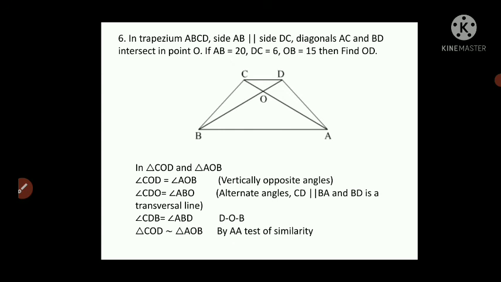So now we have to find the dimensions. Again we will use the corresponding sides in proportion. CD upon AB is equal to OD upon OB. That is corresponding sides of similar triangles. The value of CD is given 6, AB is given 20, OD we have to find out, and OB is given 15. I am substituting the values here. Now I will cross multiply. OD will come on the left hand side, so 15 multiplied by 6 upon 20 will be 4.5 centimeters.